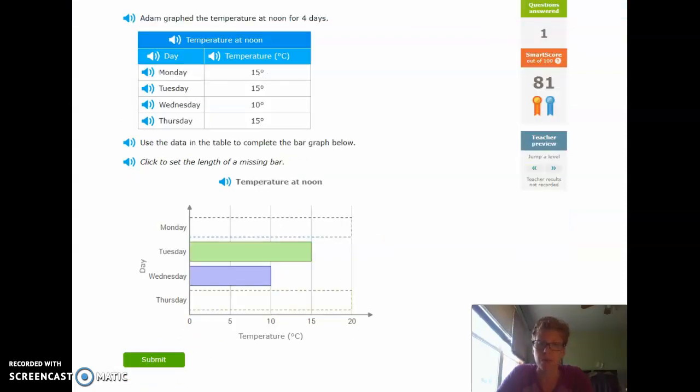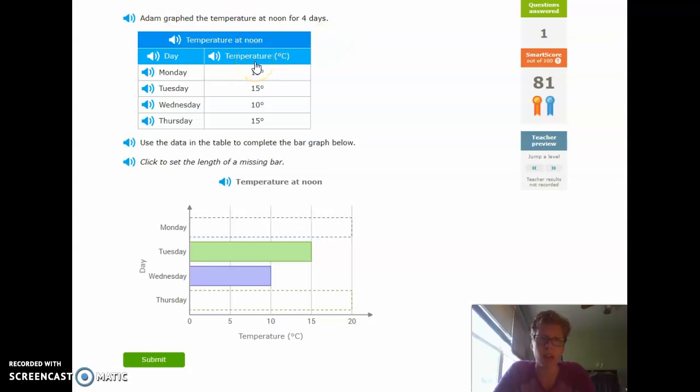All right, let's do one more example together. We've got another chart and we've got another graph. I notice that in this graph, there are 2 pieces of information missing. So I'm going to have to look for 2 things. Let's look at the chart first, though. That's where we find our information. It says Adam graphed the temperature at noon for 4 days. And the temperature is in Celsius.